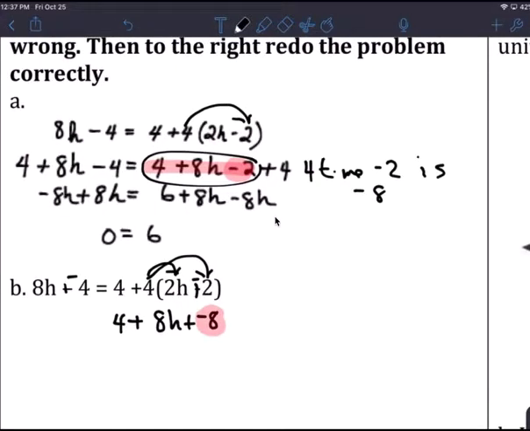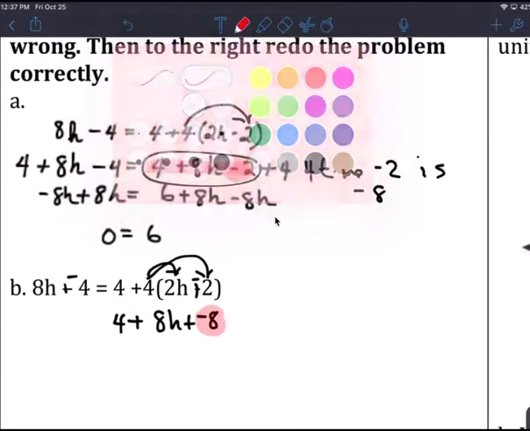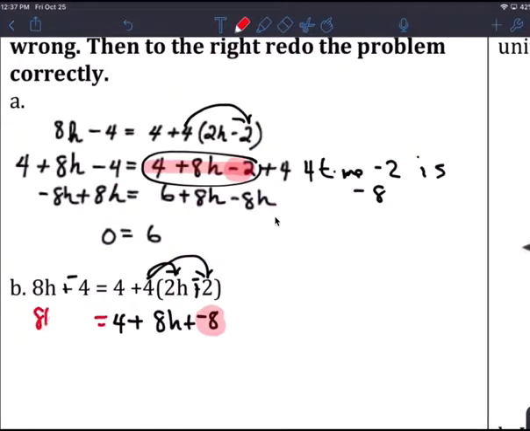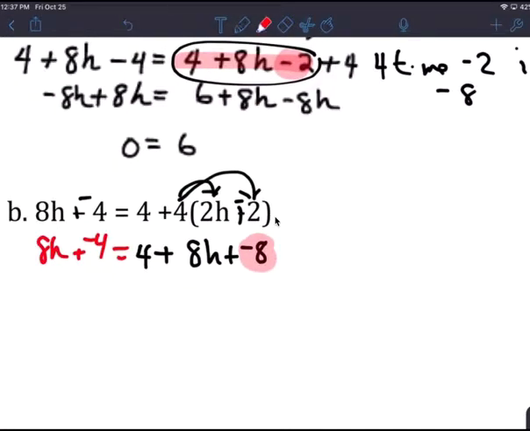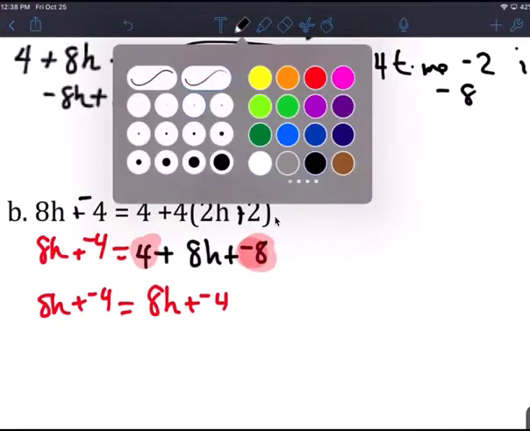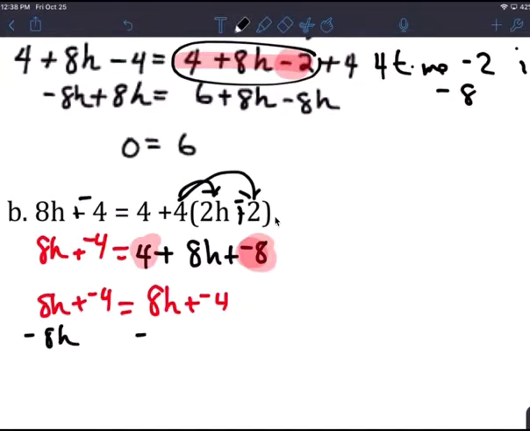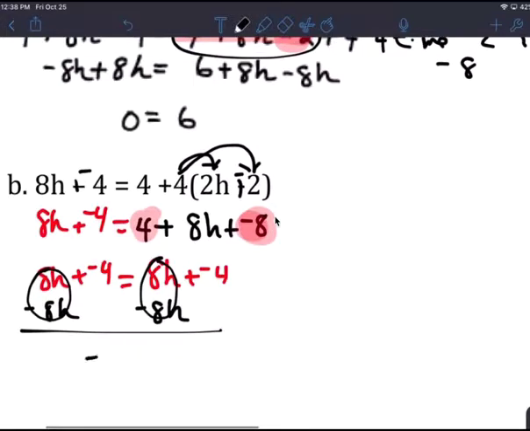Yeah, that's their only error. Okay. Equals 8h plus a -4. So you can combine these two. 8h plus a -4, 8h plus a -4. Make it equal to 0 minus 8h. 0 there, 0 there. -4 equals -4. Infinite solution.